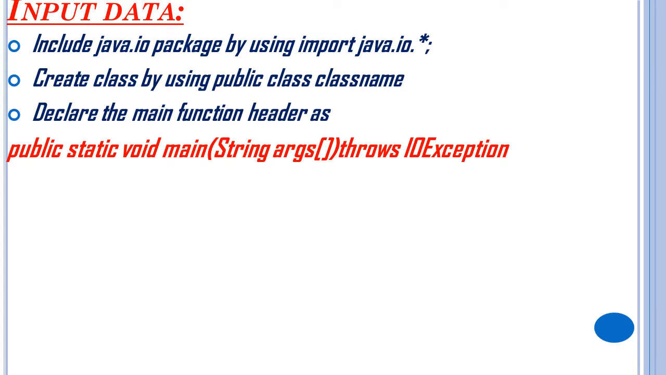Next, in the bracket, String args. Why do we need to write String args? String args is used to take the input. We will give the values, right? For addition of two numbers, we will give two numbers, right? So it needs to take those values, so we will write String args.